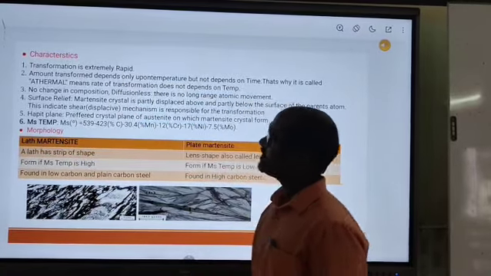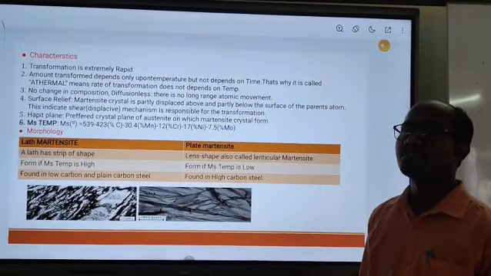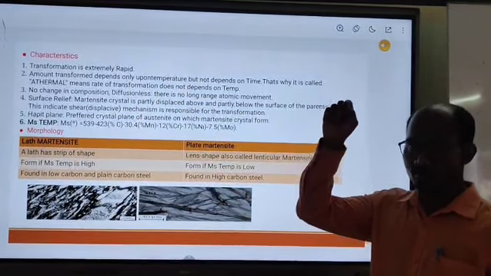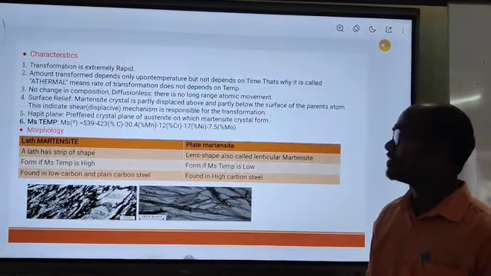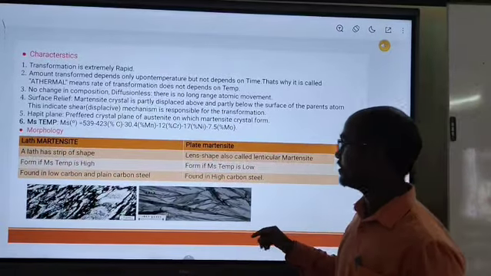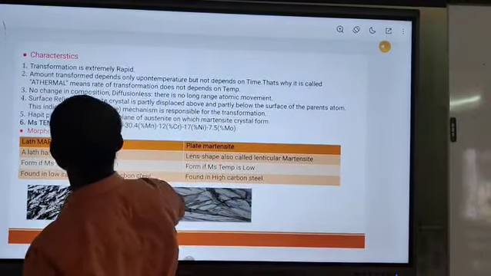Second, it is athermal in nature. Athermal means when the transformation is over, you can go to this slide.